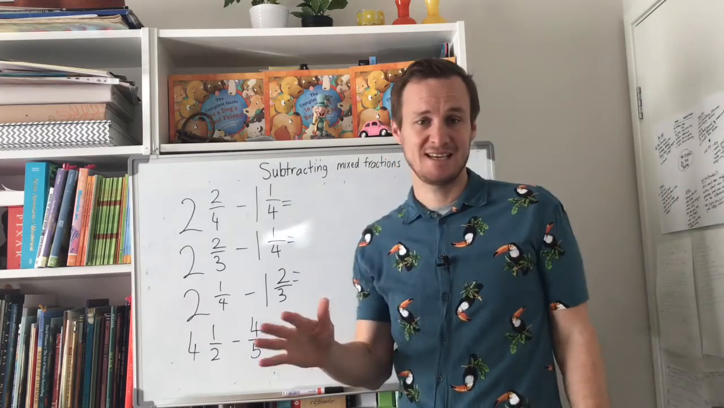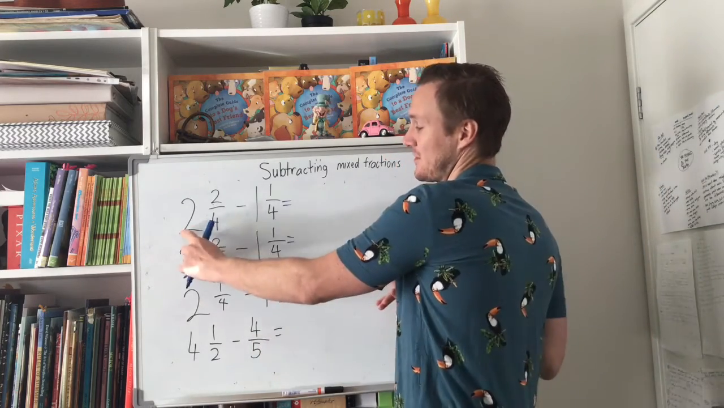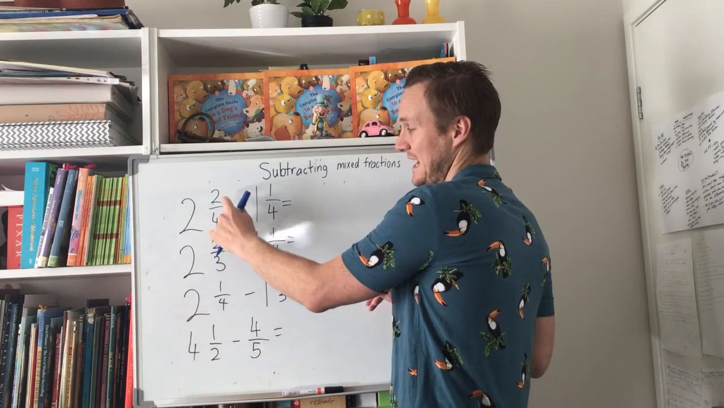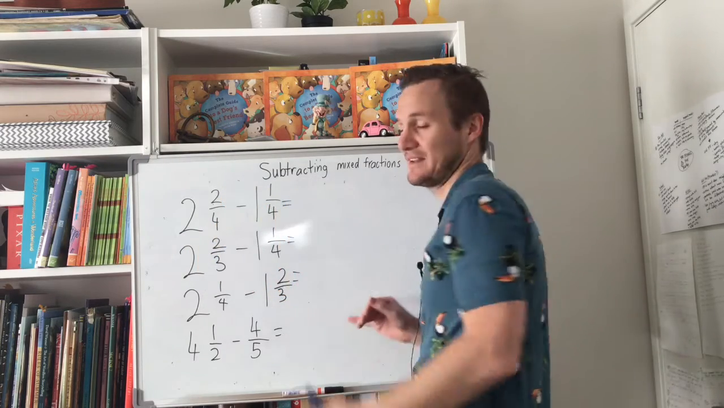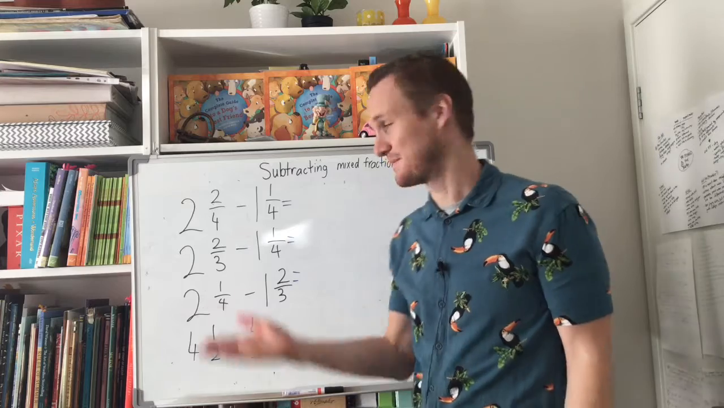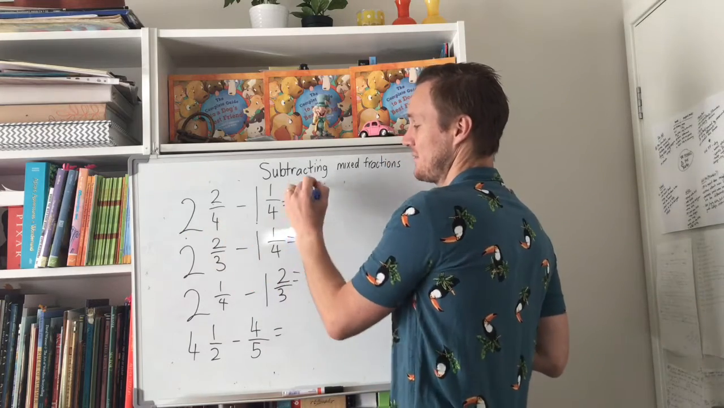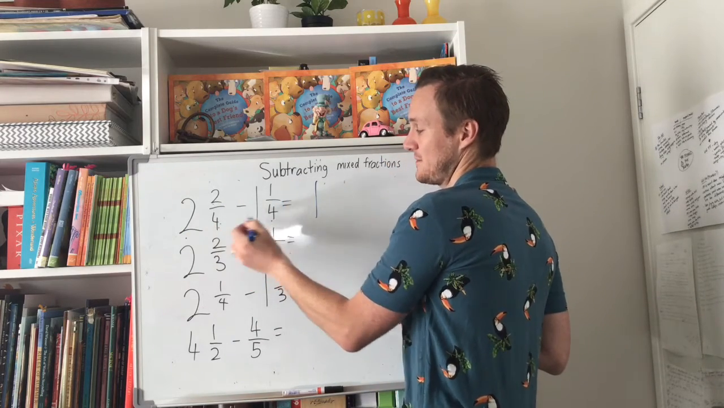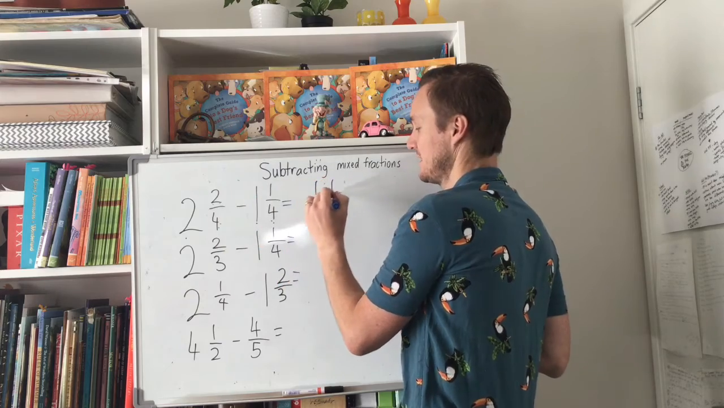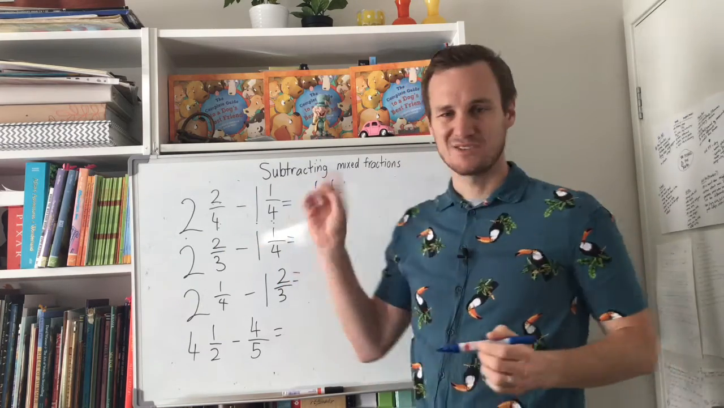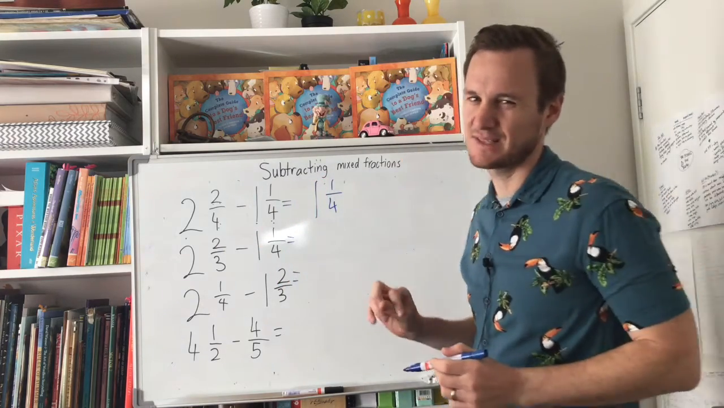The first one's the easiest type, and that's when the whole number over here is bigger than this one, and the fraction over this side is bigger than that as well, and the denominators are the same. This one, you can just do 2 take away 1 is 1, and these denominators are the same, so 2 take away 1, you're left with 1 1/4. Super easy. It's very rare you're going to find one that easy.